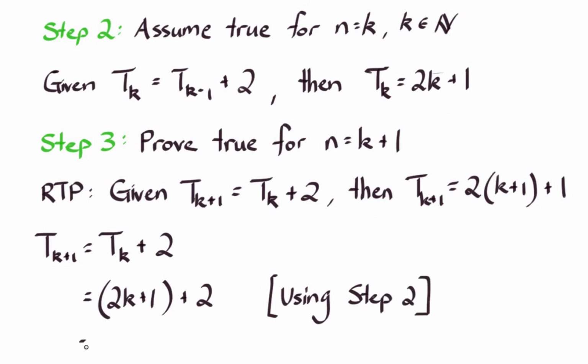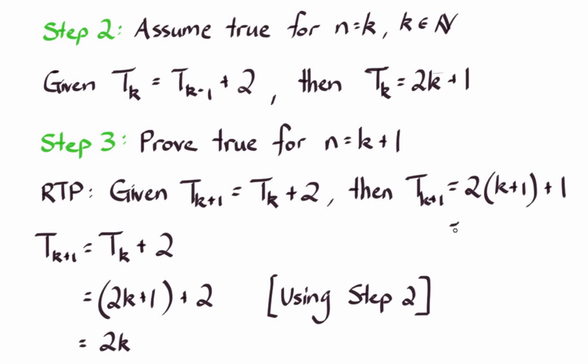And when we expand this, we get 2k plus 3. I shouldn't say expand, when we collect like terms. But what is it that we're after? We're after 2k plus 2 plus 1. Okay, so 2k plus 3.